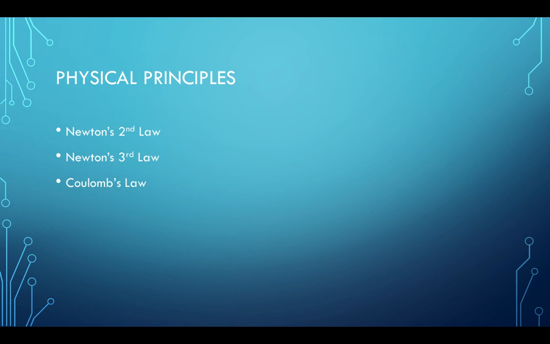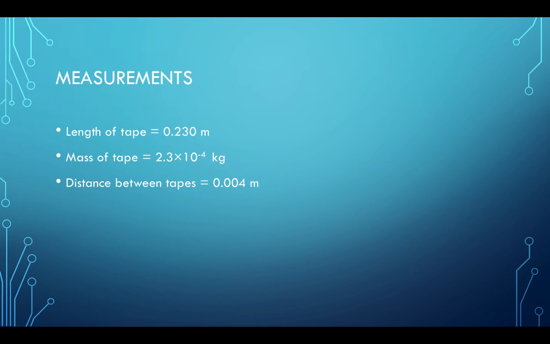So the physical principles used in this lab are Newton's second law, which of course relates net force to acceleration, Newton's third law, which states for every action there's an equal and opposite reaction, which was used for the reaction of the electrostatic force pointing upwards in response to the gravitational force pointing downwards, and Coulomb's law, which states that like charges repel and opposite charges attract, and the equations from Coulomb's law were used in the calculations for this lab. So the measurements are pretty much the same as Lab 1.